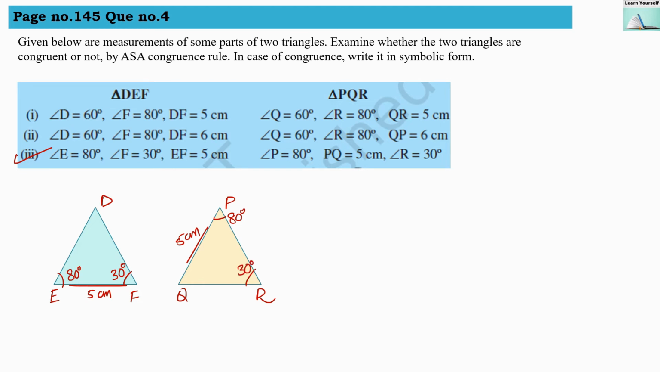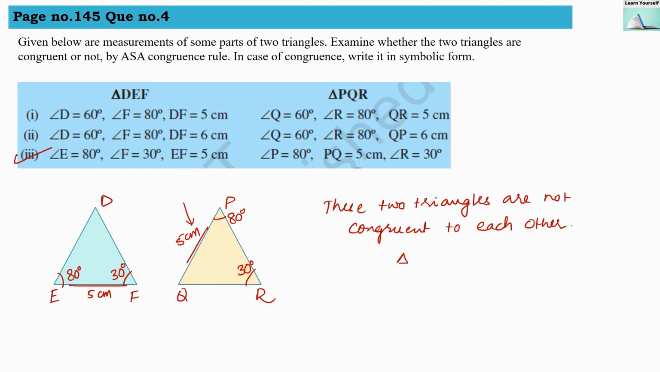So here also, as we can see, this PQ side is not included between two angles. So these two triangles are not congruent with each other. So triangle DEF is not congruent with triangle PQR.